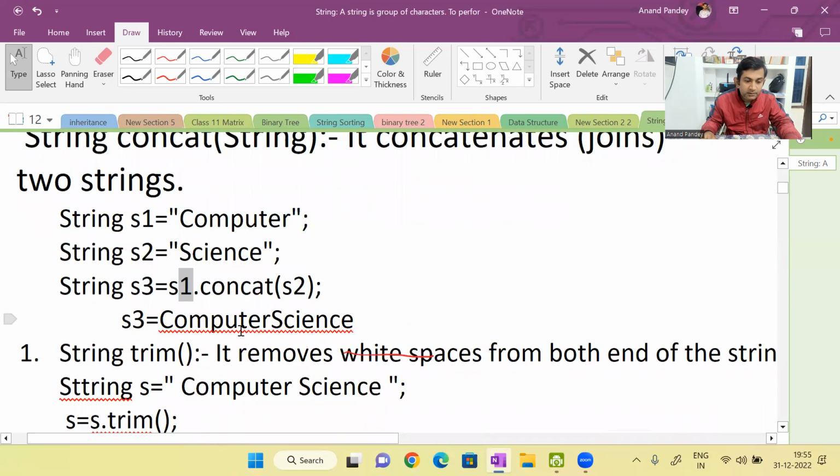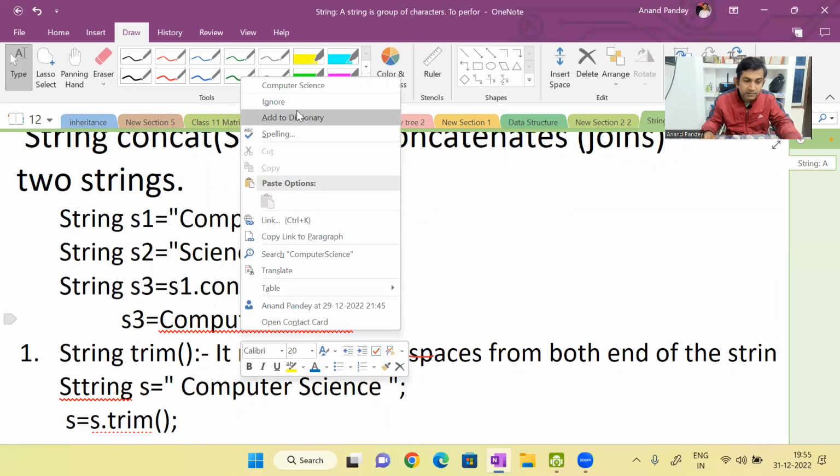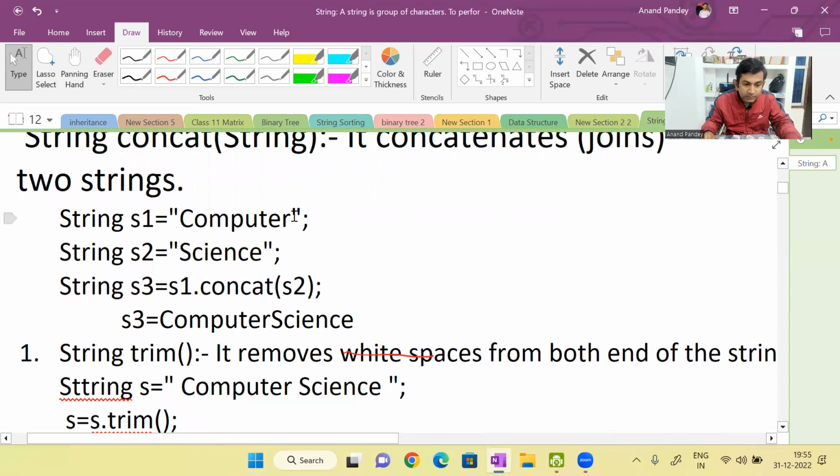So S3 will be what? Computer science. There will be no space between, because no space is here, no space is here, so space will not appear automatically. If space is there, space will appear here. If space is not there, space will not come automatically. So S3 will be computer science. Simply it joins two strings.